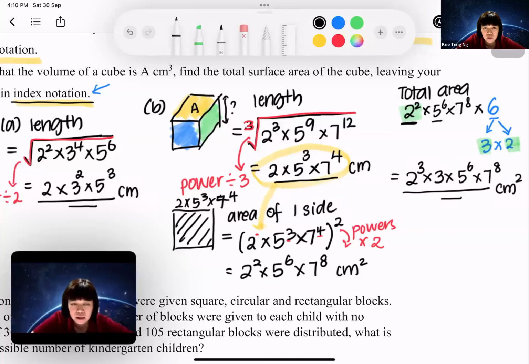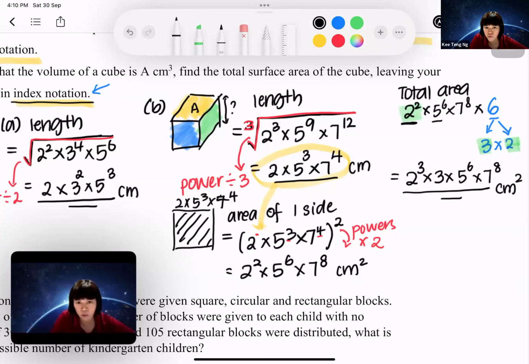Sometimes during the exam, they may not set such a difficult question, but they can still ask you to find the length from the volume, then after that find the area, but it's just numbers. You use the calculator to calculate. So remember, a cube has how many sides? A cube has 6 sides. All right.